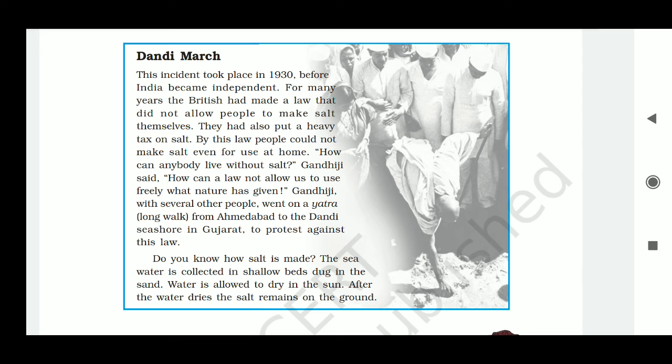Whatever water is there in the wet cloth, it will vaporize with the help of heat from the sun. So Dandi March, which is on page number 66. This incident took place in 1930.